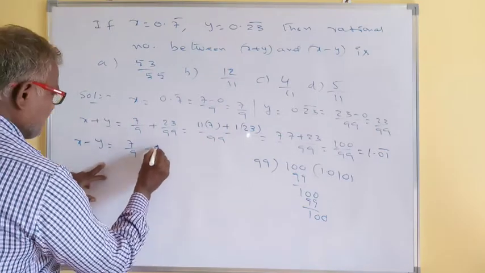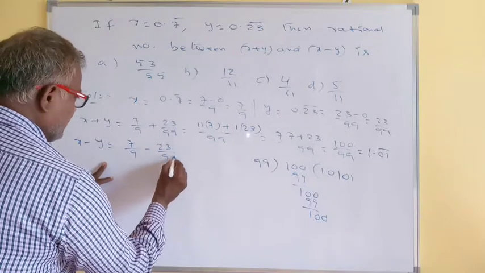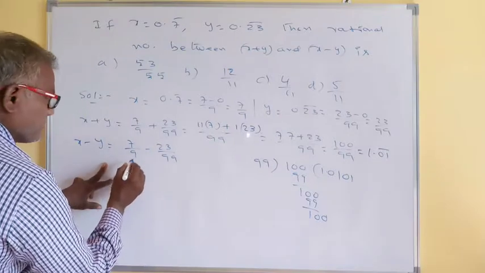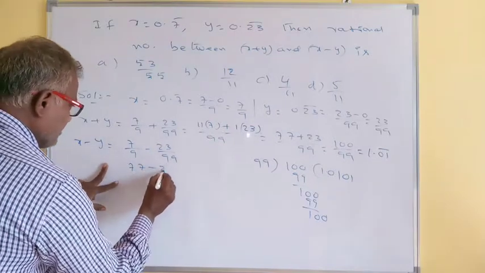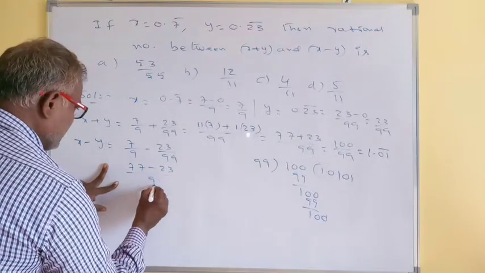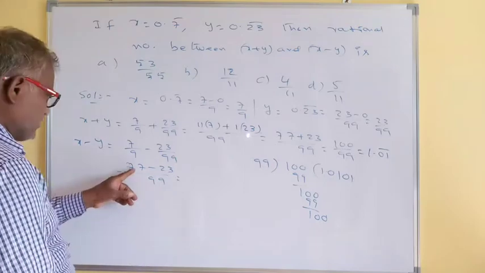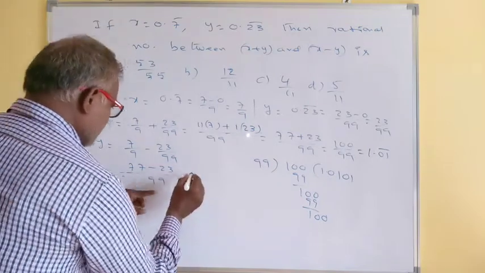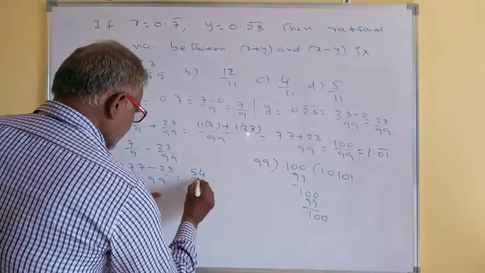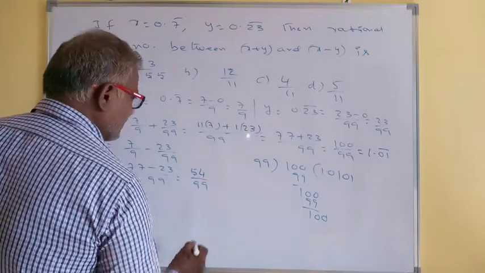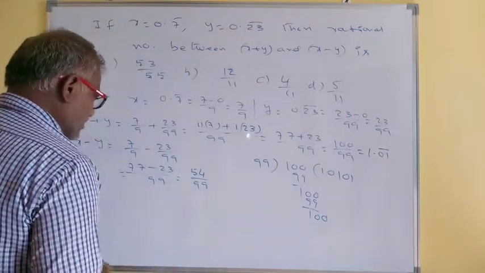7 by 9 minus 23 by 99. That means 11 into 7 is 77, minus 23 by 99. That means it's nothing but 77 minus 23, which gives us 54. 54 by 99. Again, divide.